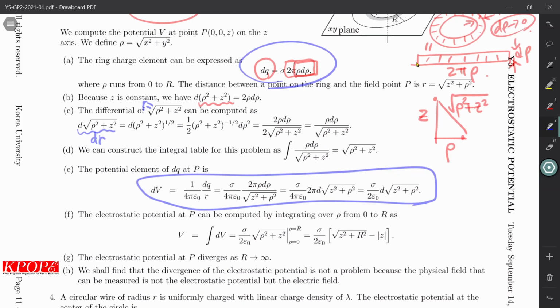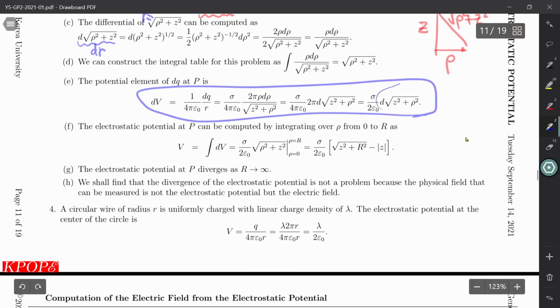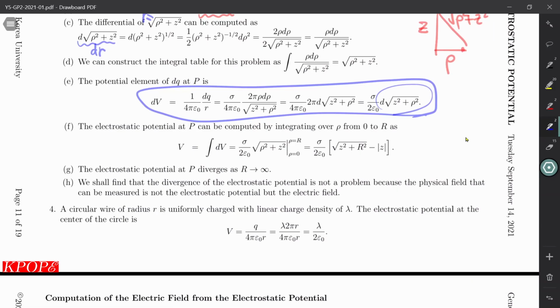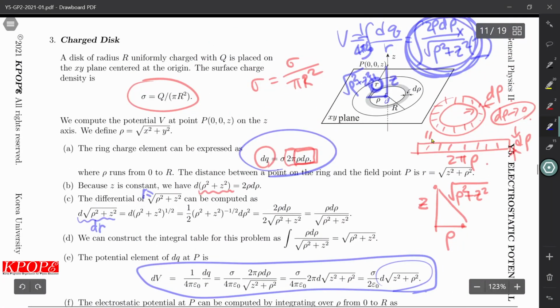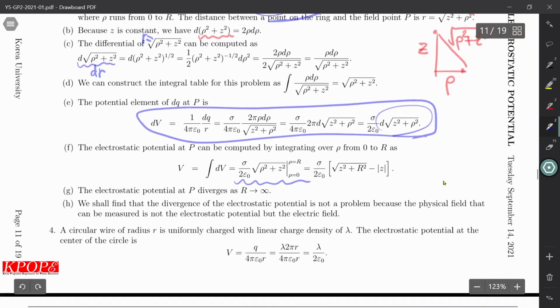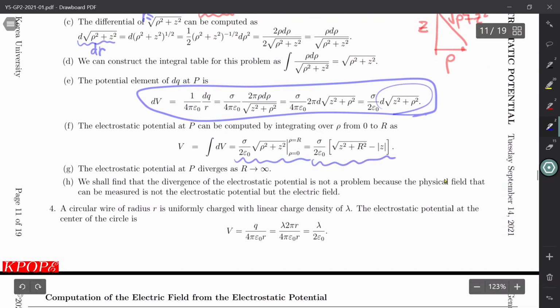In comparison with the computation of the electric field, electrostatic potential due to uniformly charged disk is much simpler than that of the electric field. Anyway, this integral is trivial. It is just total differential, so the final result for the definite integral is simple. And if we substitute the radius, rho ranges from 0 to capital R, so final result is like that.